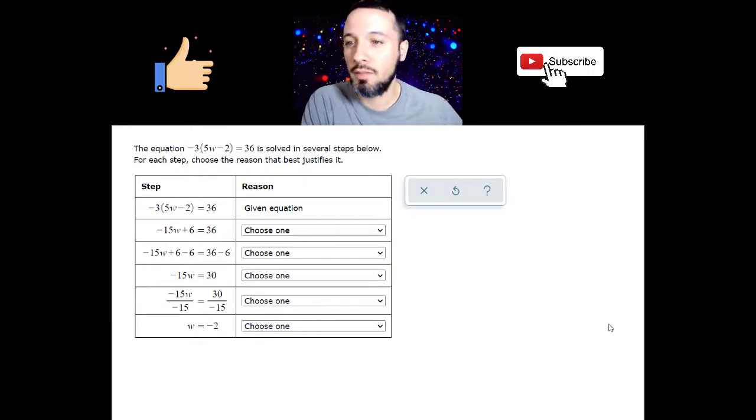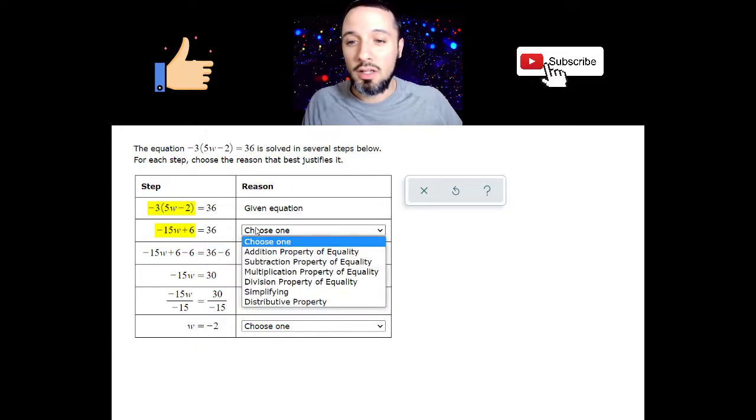Here's another example. In this problem, they started off with negative 3, and then in parentheses, it was being multiplied with 5w minus 2 equal to 36. In the next step, I noticed that on the right side of the equation, the 36 stayed exactly the same. On the left side, that's the only thing that changed. And then you can see that they got negative 15 by multiplying negative 3 times 5. And they got positive 6 by multiplying negative 3 times negative 2. That's how we got negative 15 plus 6. So if you're doing that, you're multiplying both terms inside the parentheses by the outer number. This is called distributive property.